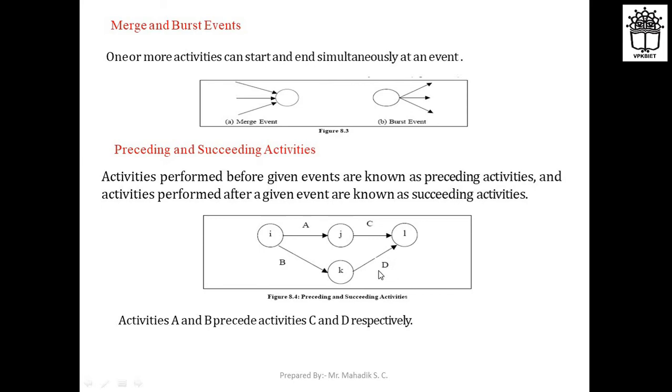Whereas activity D is the succeeding activity of B. Same as for A is the preceding activity of C, whereas C is the succeeding activity of A. Have you got all of this? Yes or no? What is meant by preceding and succeeding activities?